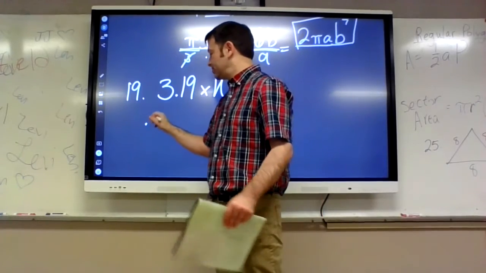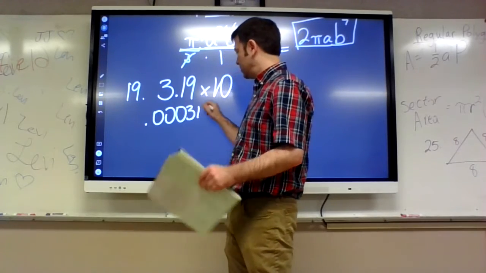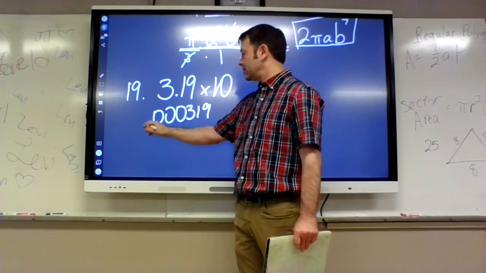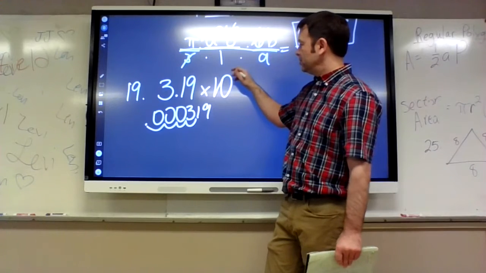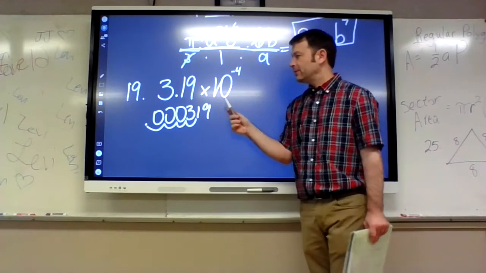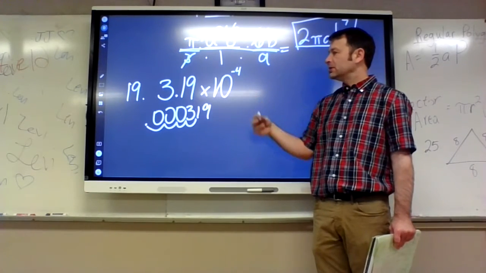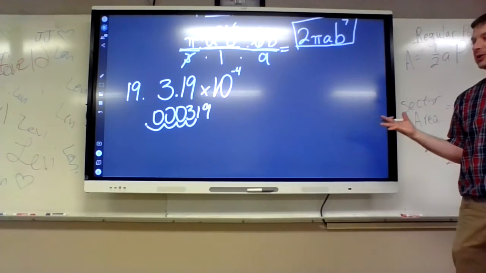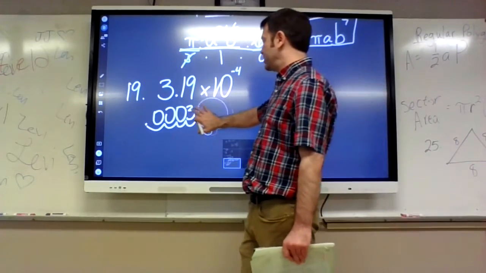So it was 0.000319. How many places did we move the decimal to get it right there? 2, 3, 4. Right. Because we're doing a small decimal number, we need to make that a negative exponent. Negative 4. If it's a big number like 3 million or 3 billion, that would be a positive exponent.